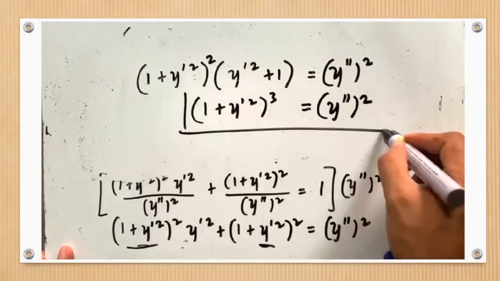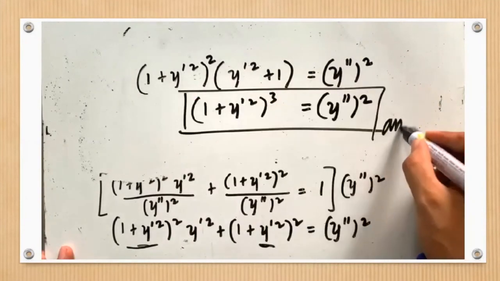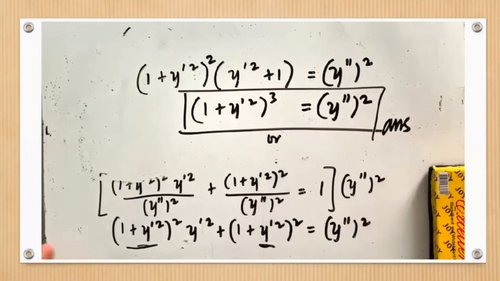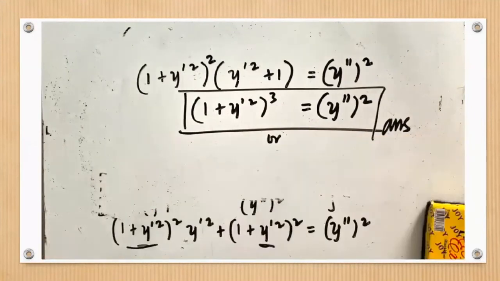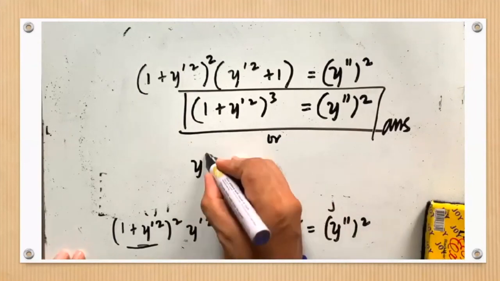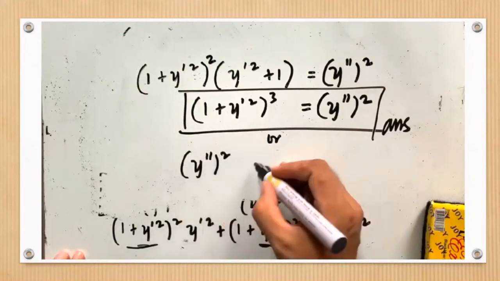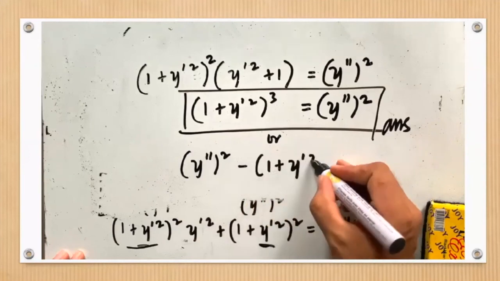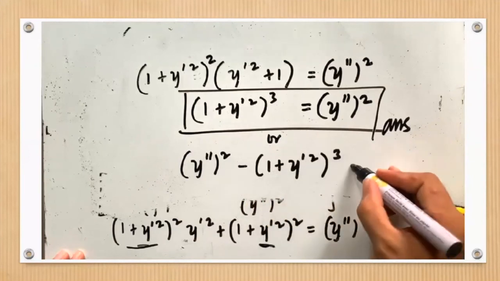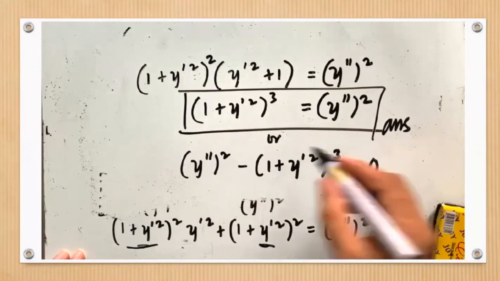So we were able to simplify this differential equation, and kung napansin niyo, di ba, naka-box na yung resulting equation, or you can actually arrange, di ba, from the highest derivative. So y double prime squared minus 1 plus y prime squared raised to 3 equal to 0. And this is our final answer.